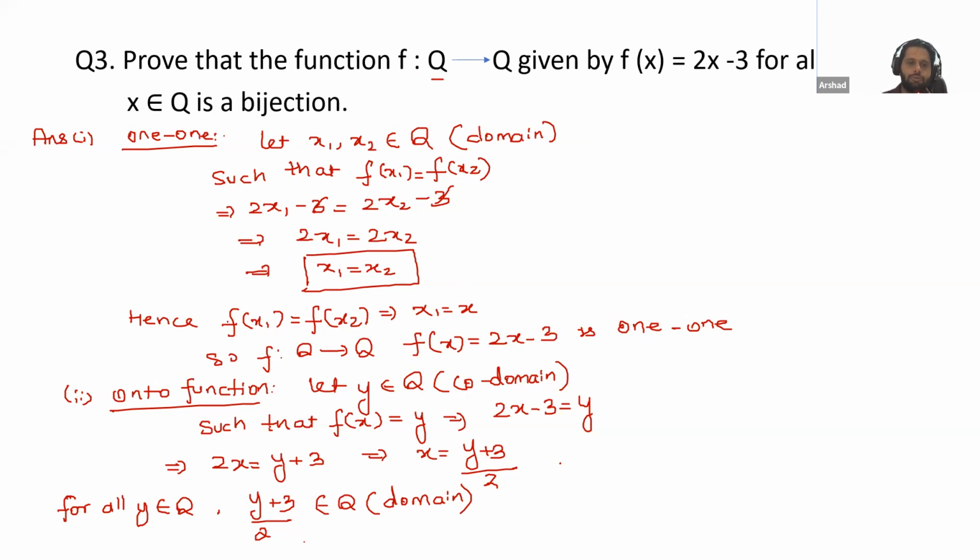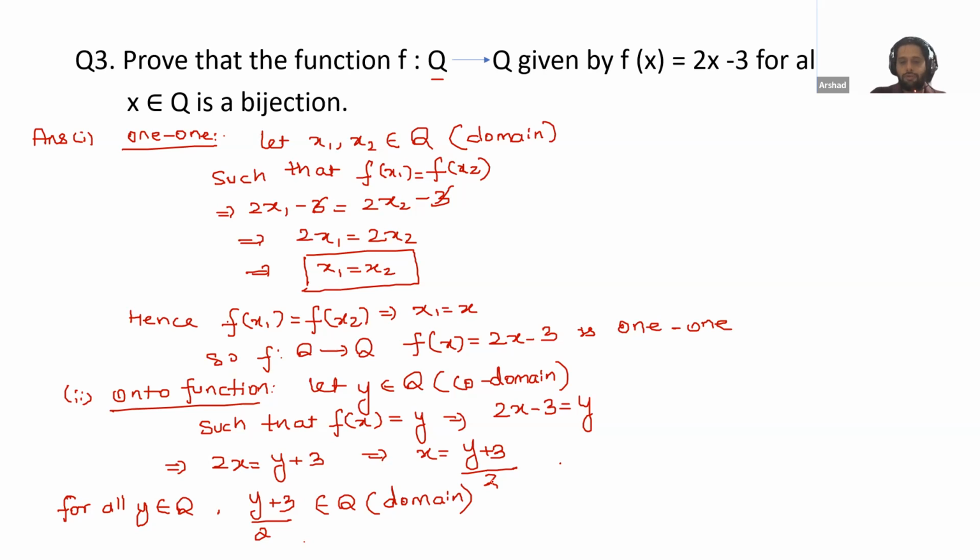For onto, we will do it like this. We have assumed y from the second set, the second is Q, which is the codomain, such that f(x) is equal to y. The same thing, you need to find x in terms of y. You get this value. Now please analyze this expression: in place of y, if you put any rational number, will this complete expression (y plus 3) by 2 always give you a rational number or not? Just try to think. In place of y, put any value. For example, put 0. You will get 3 by 2, which is a rational. Put 1000, 1003 by 2, rational. Put 1.5, you will get 4.5 by 2, which is a rational.